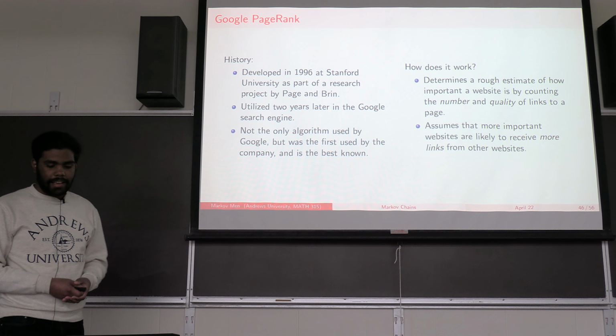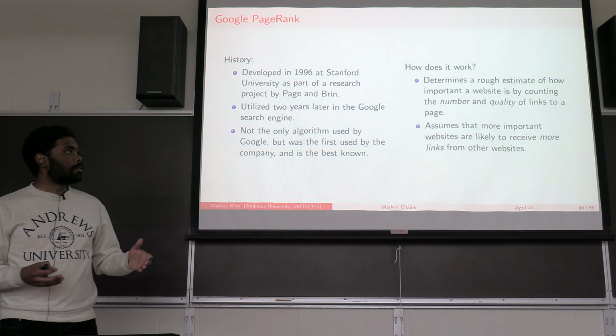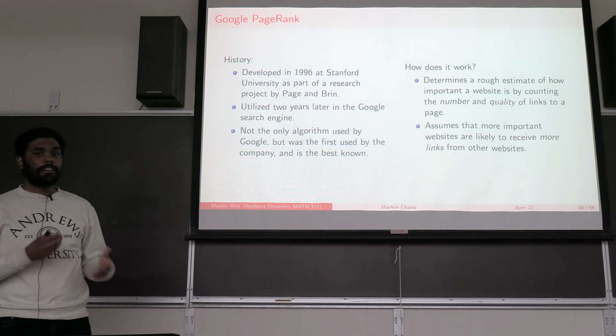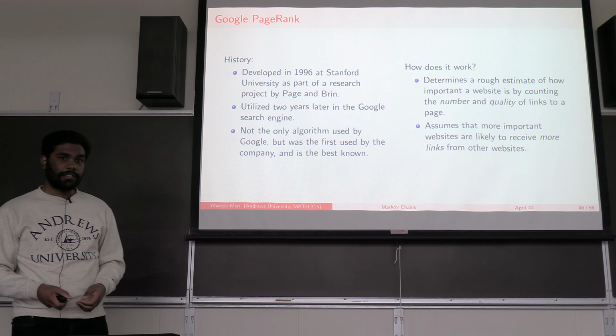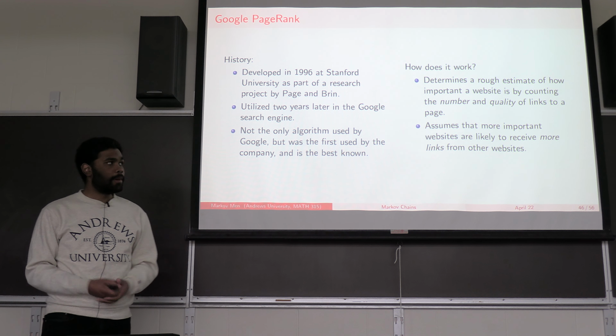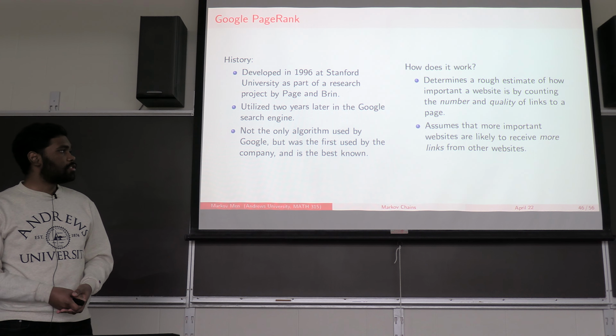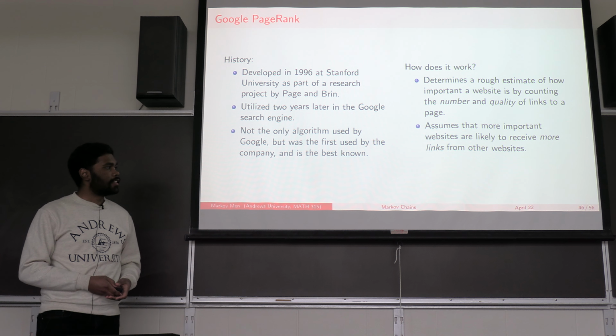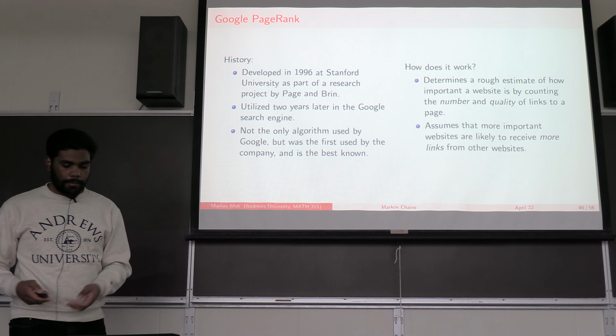So how does it work? The PageRank algorithm determines a rough estimate of how important a website is by counting the number and quality of links to a page. If your page is being linked by multiple websites, then it must be pretty popular, right? And we also assume that more important websites are likely to receive more links from other websites, as I just said.